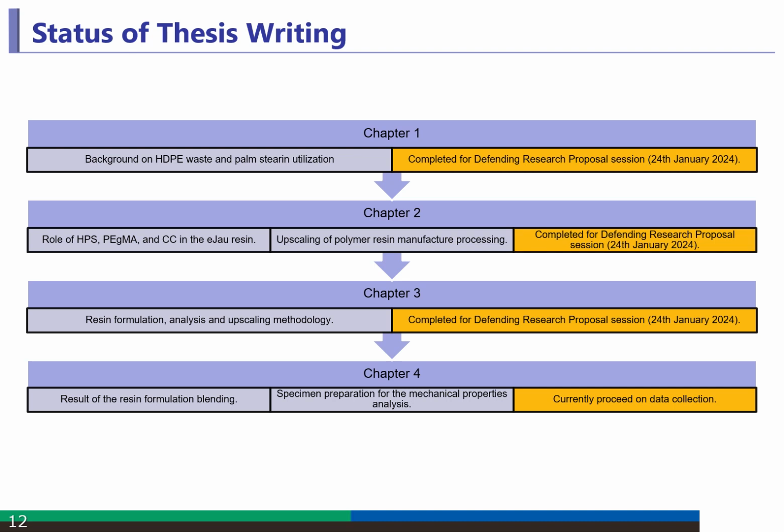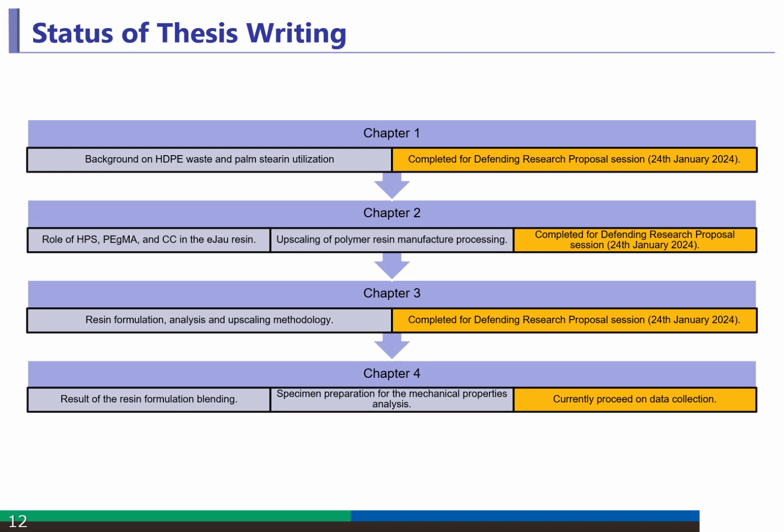This is the status of my thesis writing. Chapter 1 explains the background of HDPE waste and palm starch utilization in order to develop the Hijau Biohybrid resin. For chapter 1, I have completed it for the defending research proposal session that will be held on 24 January 2024. Chapter 2 explains the role of HPS, PEGMA and CC in the Hijau Biohybrid resin, and also the upscaling of the polymer resin manufacturing process. Chapter 2 is also completed for the defending research proposal session on 24 January 2024.